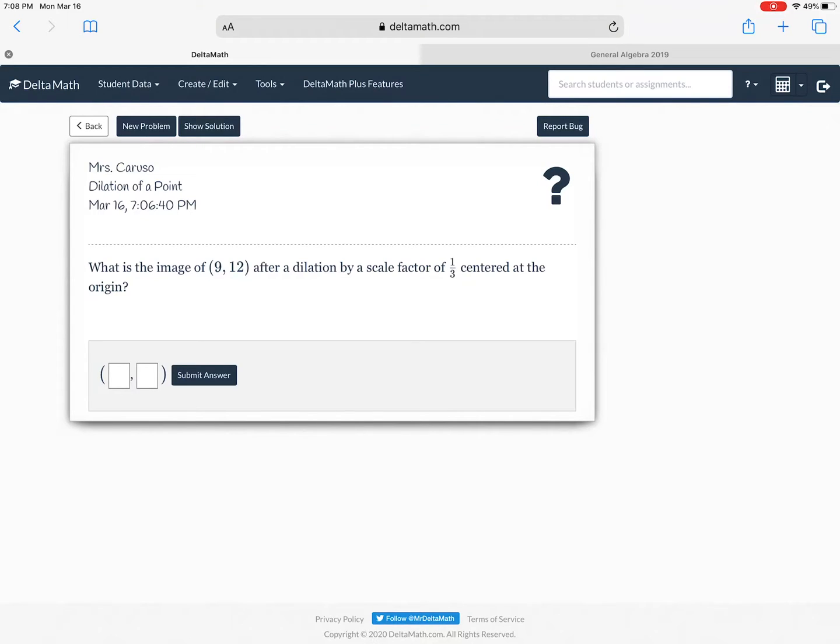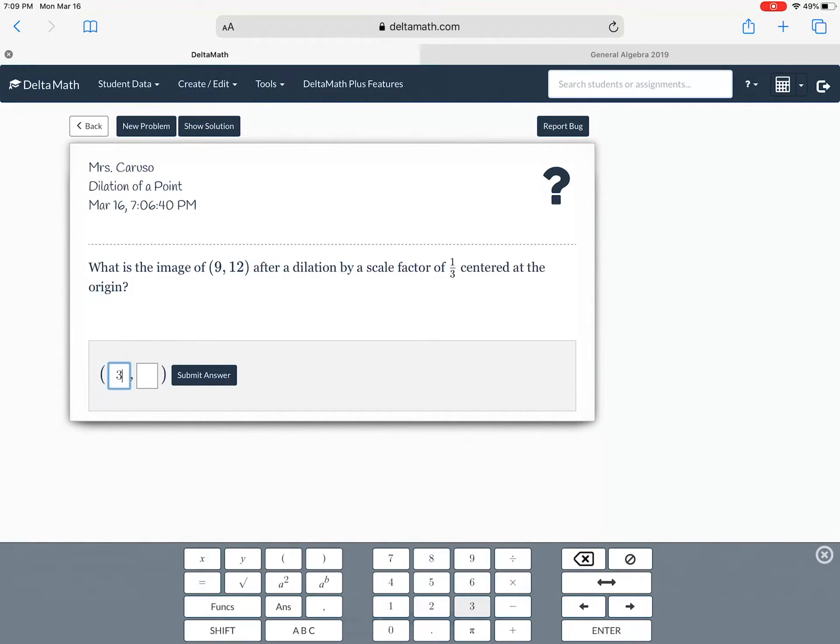So we're going to take each number and divide it by 3. That's it. 9 divided by 3. You see, (9, 12) is the ordered pair. So 9 divided by 3 is 3, and 12 divided by 3 is 4. That's it. That's how easy it is.